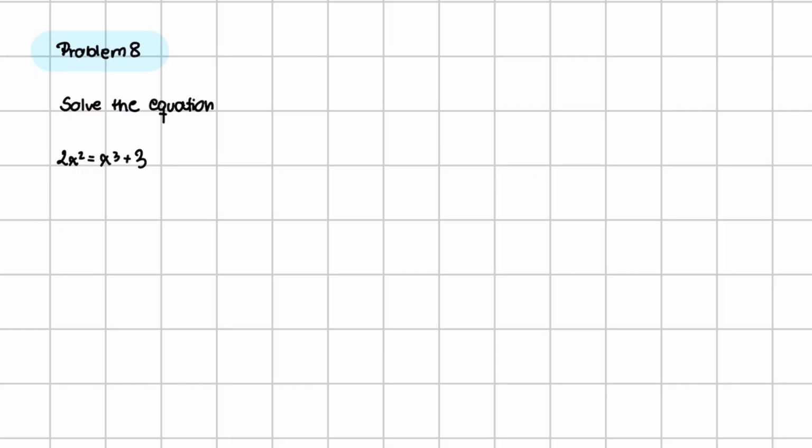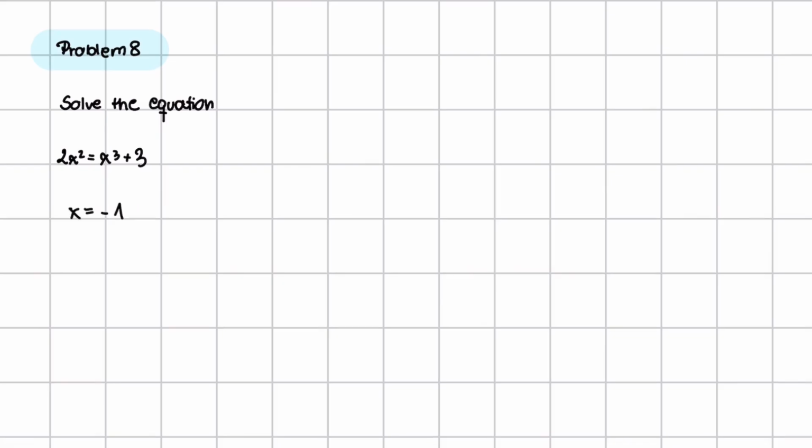Now in problem 8 we have to solve the equation, and also we can solve it simply by using GDC, because we don't have any other way to solve it. So we're using solver or graph. I got x equals -1, and if we want to check it, both sides of our equation will be equal to 2, so this answer is our correct final answer.